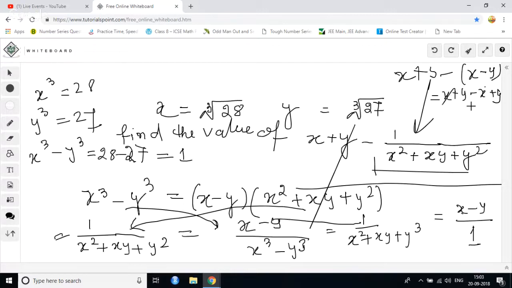So x gone, you get how much? You get 2y. And what is the value of y? Y is cube root 27, which is nothing but 3. So 2 into y is how much? 2 into 3, 6. So that is the value.